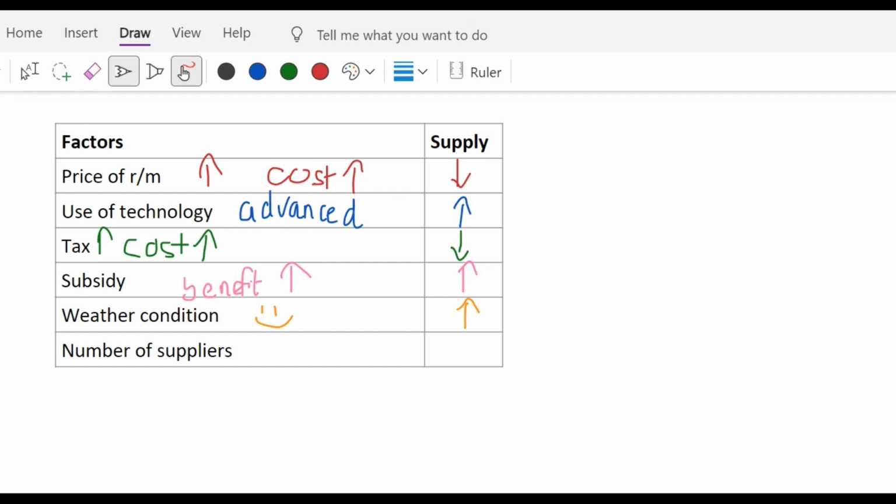Finally, we have the number of suppliers. This is pretty straightforward. If the number of suppliers in the market increase, obviously there are more firms to supply that particular product. If there are more chocolate factories in the market, there are more suppliers to supply chocolates. So the supply of chocolate overall will increase. But if the number of suppliers decrease, if chocolate factories close up and leave the market, then the supply will decrease, which will lead to a shift to the left in the supply curve.